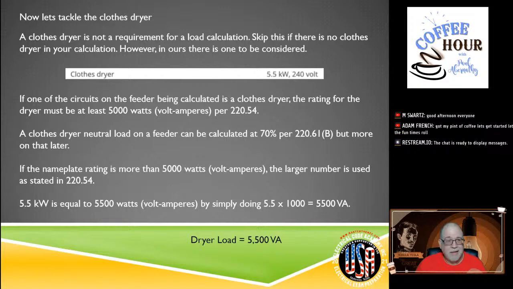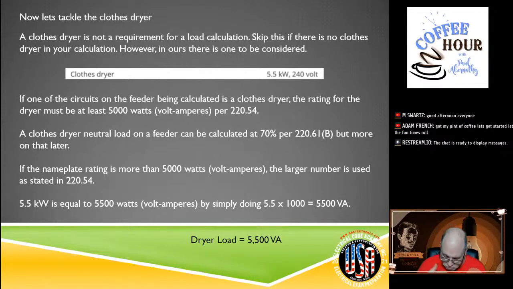In the real world, if you know you're putting in a dryer, a 30 amp receptacle outlet for it to put a device in, then you got to count for it. Common sense. All right. So in this case, ours includes a clothes dryer. So where do we got to go look in the code? We got to go look at 220.54. So we should be already here.